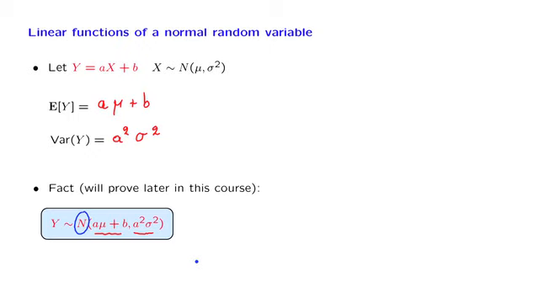There's one special case that we need to pay some attention to. Suppose that a is equal to 0. In this case, the random variable y is just equal to b. It's a constant random variable. It does not have a PDF. It is a degenerate discrete random variable. So could this fact be correct, that y is also normal?